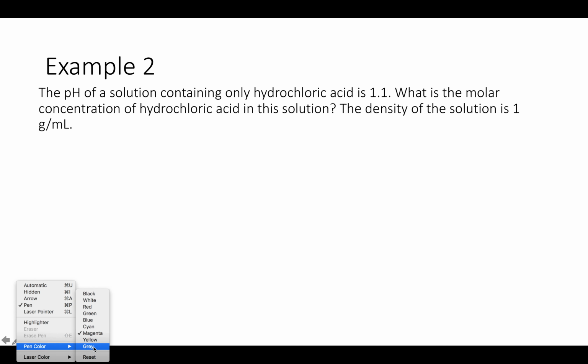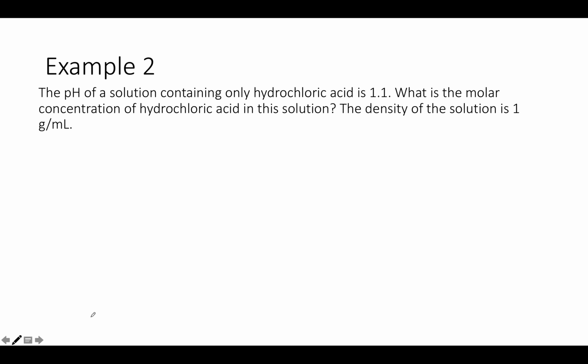necessary steps. So here we are working with a strong acid. The pH of a solution containing only hydrochloric acid is 1.1. What's the molar concentration of the hydrochloric acid? Assume that the density of the solution is 1 gram per mL. So hydrochloric acid is a strong acid. It dissociates completely into hydrogen ions and chloride ions. And what's contributing to the pH here is the hydrogen ion concentration.